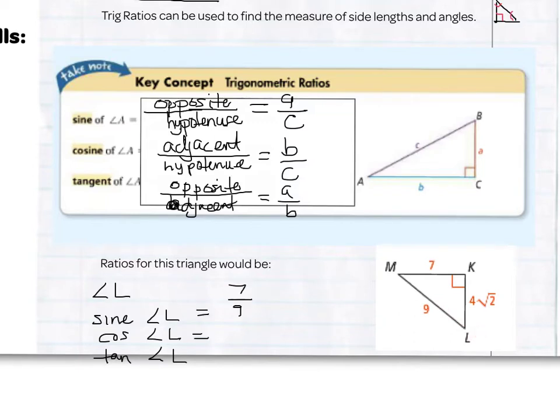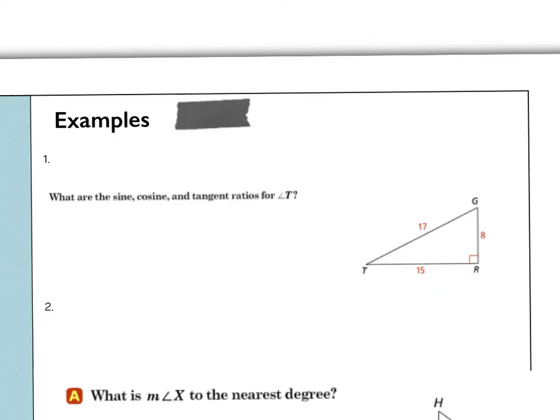Okay, so the sine of angle L here is going to be, if we go to angle L and look for the side opposite, that would be 7, and then over the hypotenuse, so that's going to be 7 over 9. Cosine, again, I'm looking for the side adjacent, and that would be 4 radical 2. And then again over the hypotenuse, which is 9. And we can't reduce that because they don't have any common factors between 4 and 9. And then last, the tangent of angle L, I'm going to use the side opposite over the adjacent, which is 7 over 4 radical 2.